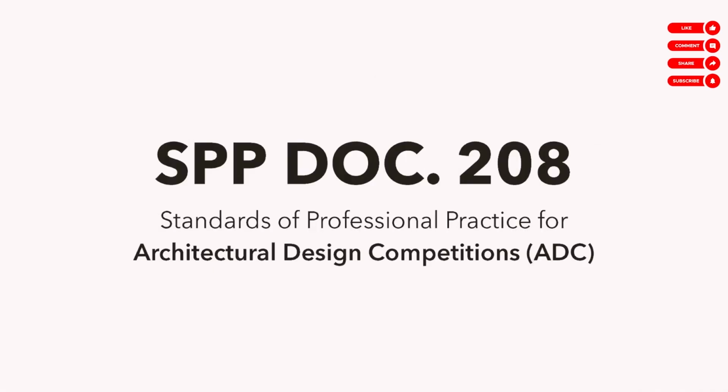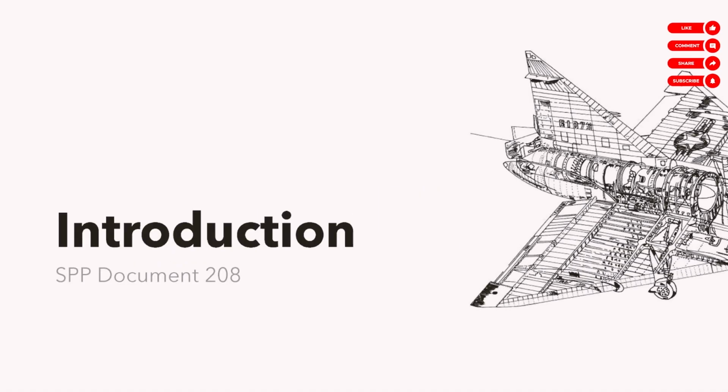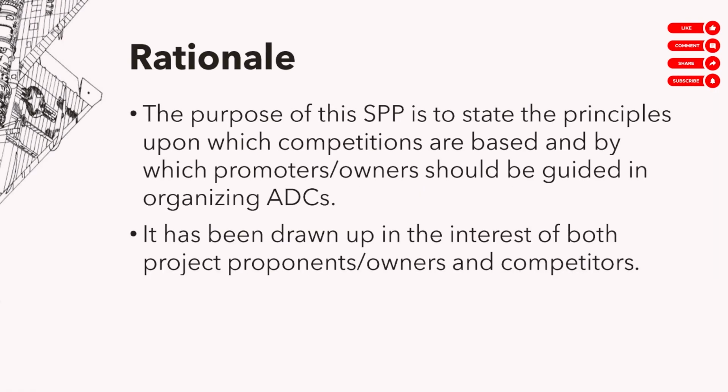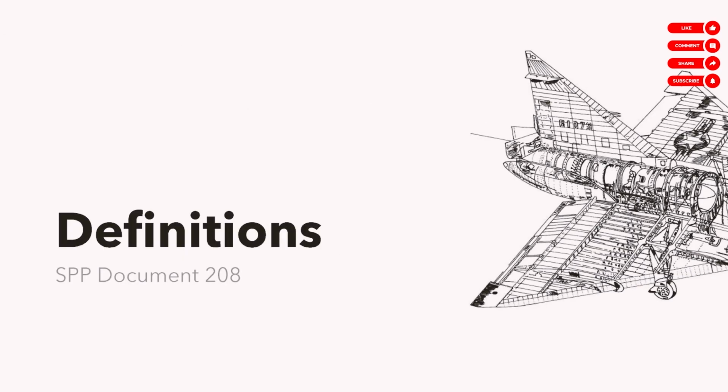This is our standards for architectural design competition. Sometimes we refer to it as the competition code. So let's begin. Ano ba yung standards natin? Okay, so the purpose of this SPP is to state the standards for architectural design competitions. This is designed to protect not just the owners, but also the competitors as well.